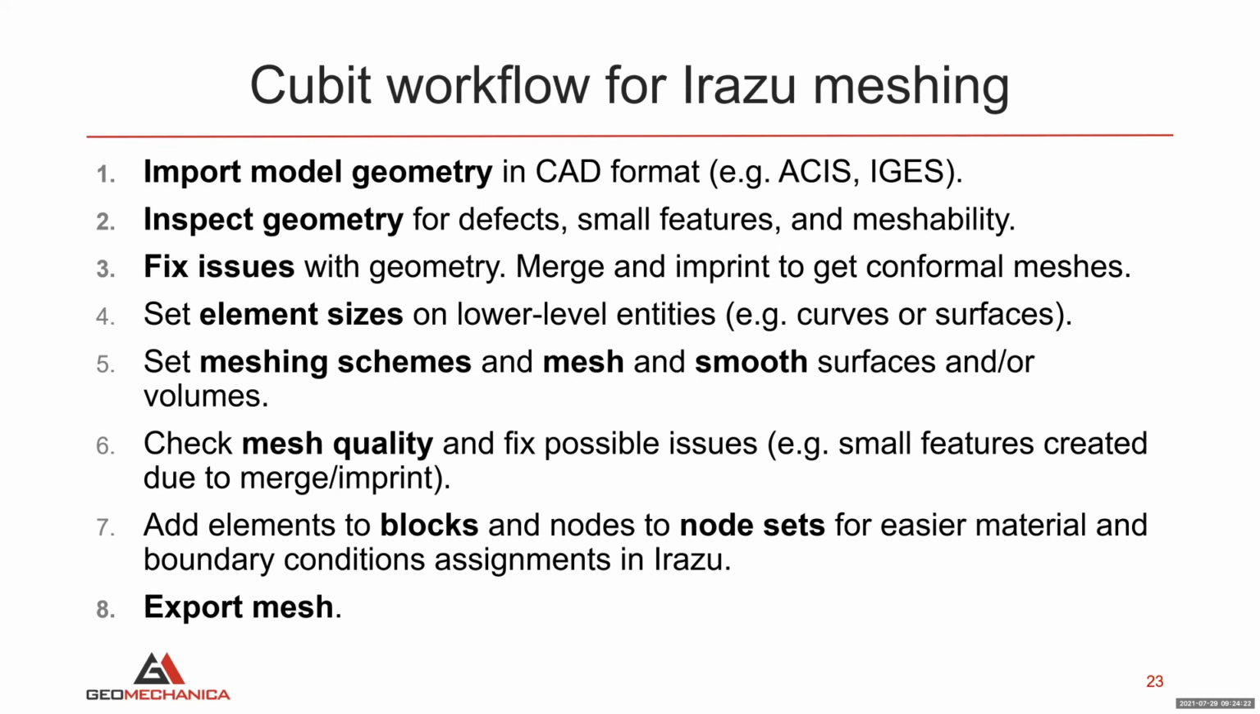Finally, when you're happy, you add elements to blocks and nodes to node sets for easier material and boundary condition assignments in Irazu. So rather than having to manually select elements and nodes in Irazu, you just select sets. So sets of, or groups of elements and groups of nodes. And once you're happy with everything, you export the mesh in IMP format.